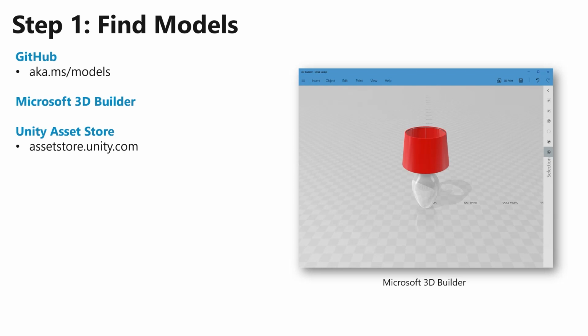Another resource is Microsoft 3D Builder. If you happen to be on Windows, 9 times out of 10, you actually already have this program on your computer, but you probably never used it. There are a lot of 3D models available to choose from here, and you just need to find one and save it in the GLB format.